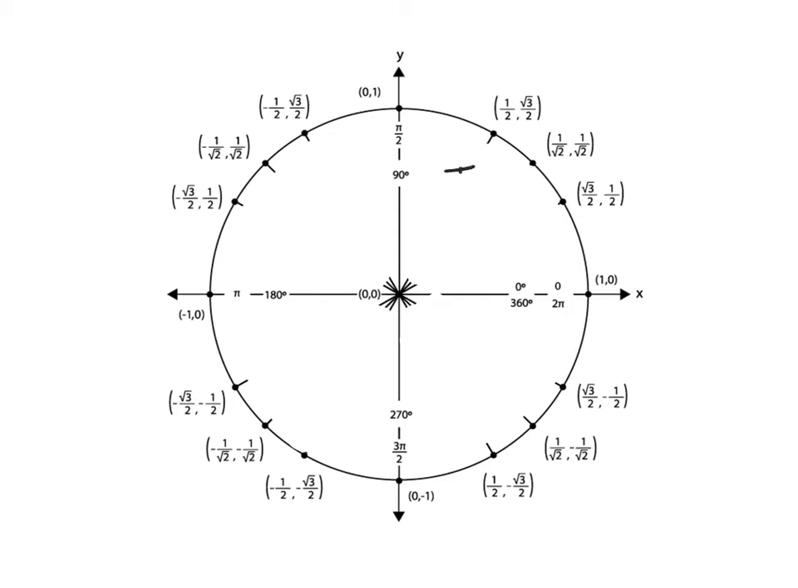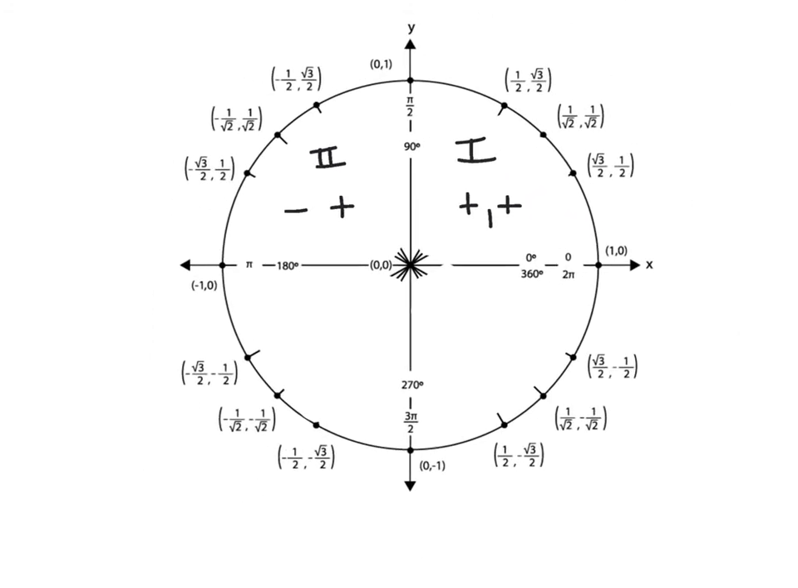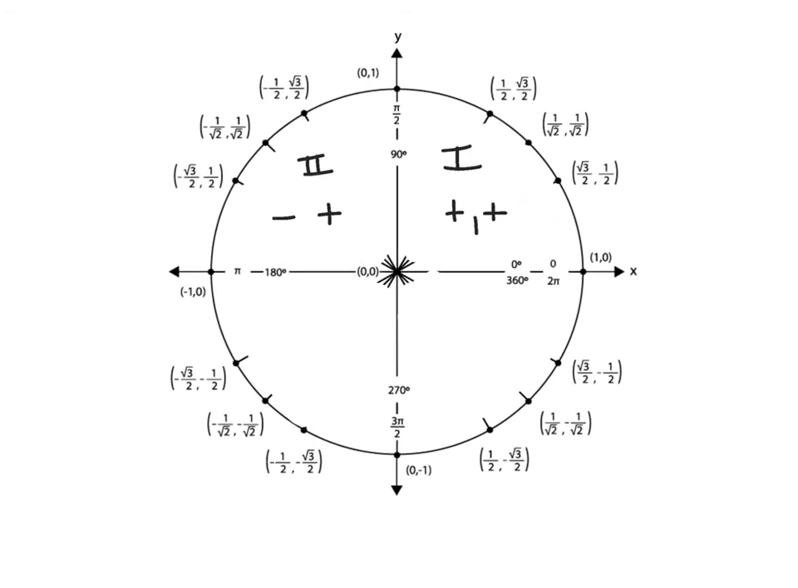In this first quadrant right here, everything is positive, positive. When we move to the second quadrant, everything becomes negative, positive. When you look at these coordinate values, if I zoom in, you can see the x is negative and the y is positive. This same idea moves around the circle. Down here we have negative, negative in the third quadrant, and in the fourth quadrant we have positive, negative.